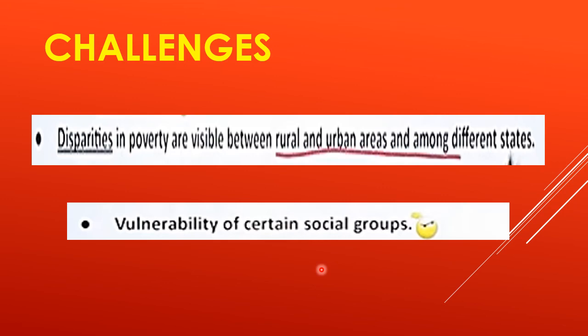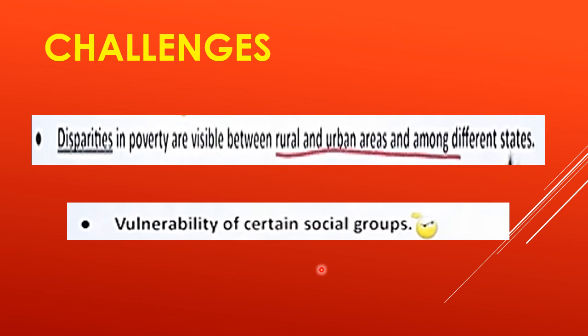Yes, we see disparity in poverty between rural and urban areas. In the rural areas, people have to really work hard to earn a living, whereas in urban areas they get proper jobs and may be earning better. So there is a difference in income between the rural and urban areas.